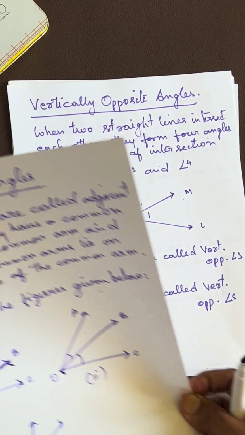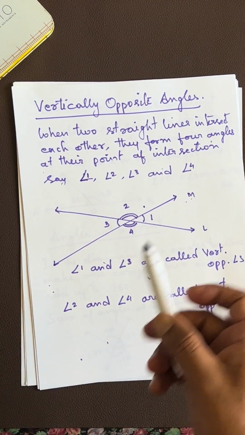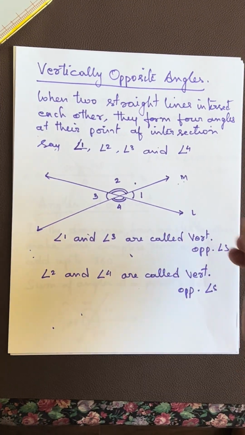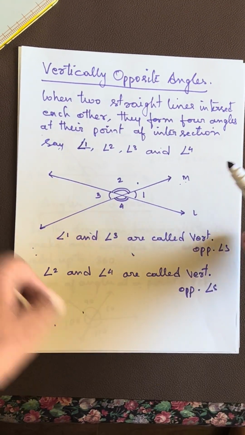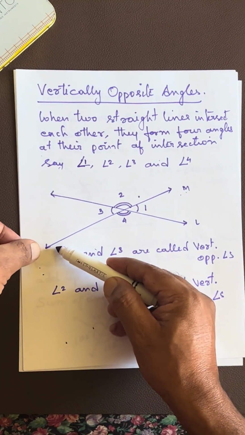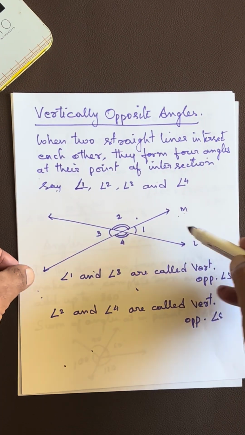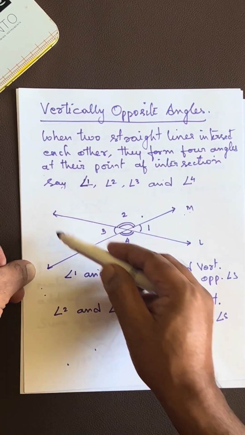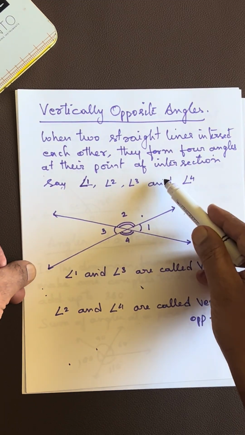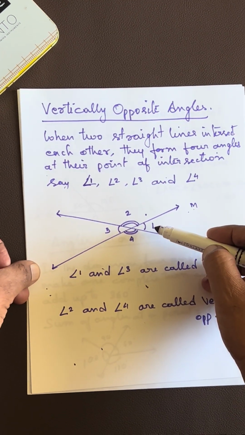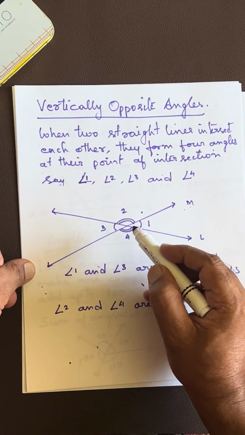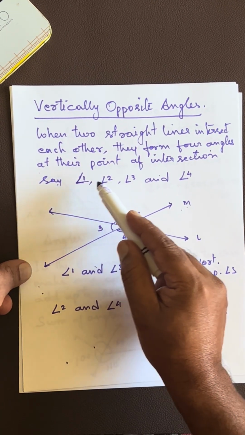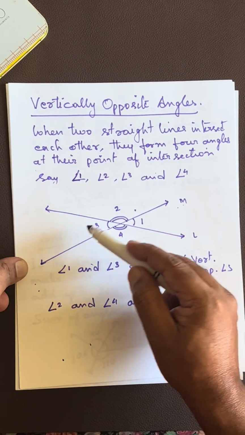Let us go to our fifth angle, that is vertically opposite angles. This is a line M and this is a line labeled as L. When two straight lines intersect each other, that means when drawn across each other, they form four angles at their point of intersection. This is the point of intersection. So four angles: angle 1, angle 2, angle 3, angle 4.